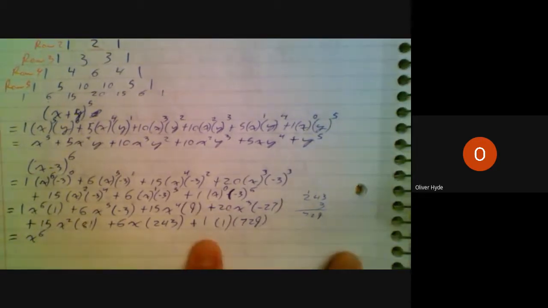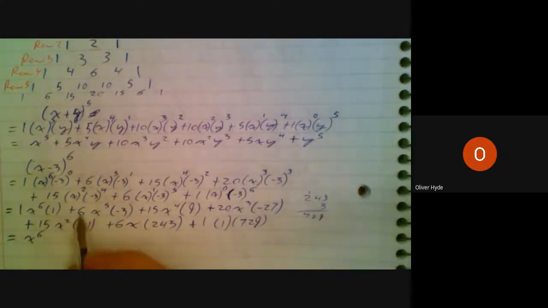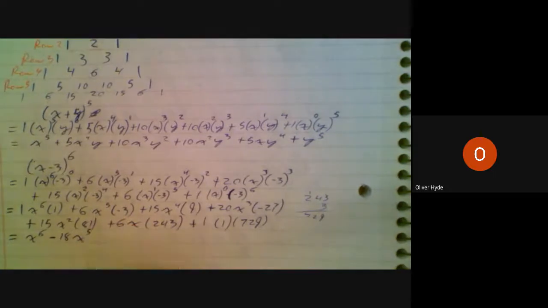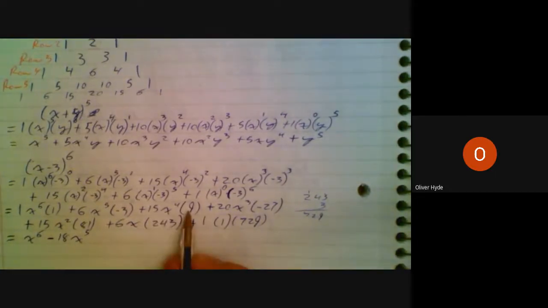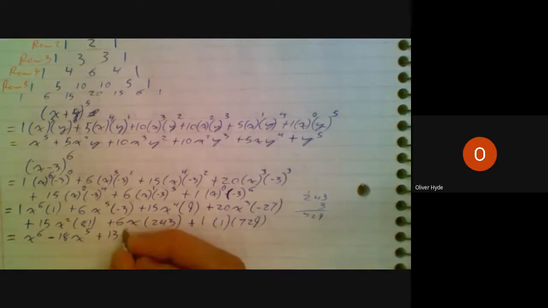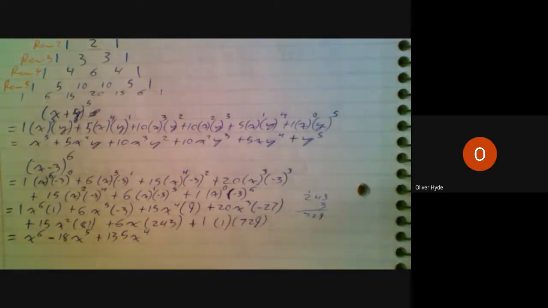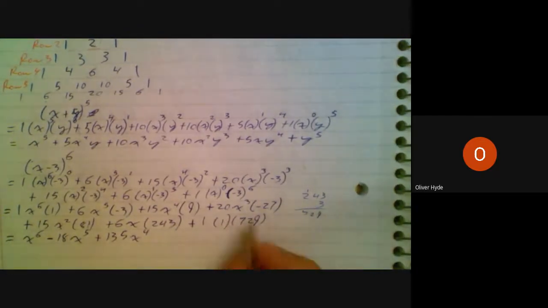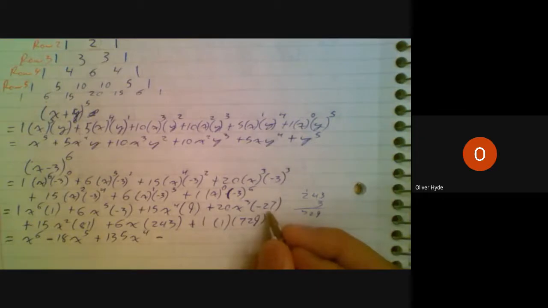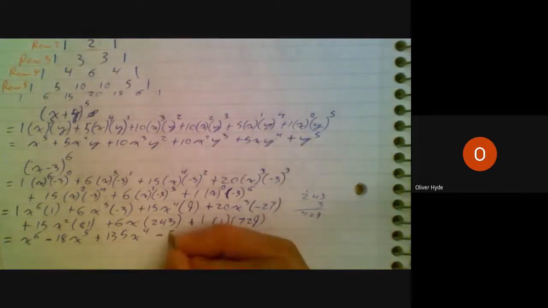I wonder if I can fit all this on one line. Let's try it. 6 times negative 3, that's going to be negative 18x to the exponent 5. 15 times 9 is going to be 15 times 10, that's 150 minus 15, that's 135. Positive times negative. 20 times 27 is going to be 10 times 27, that's 270 times 2, 540.